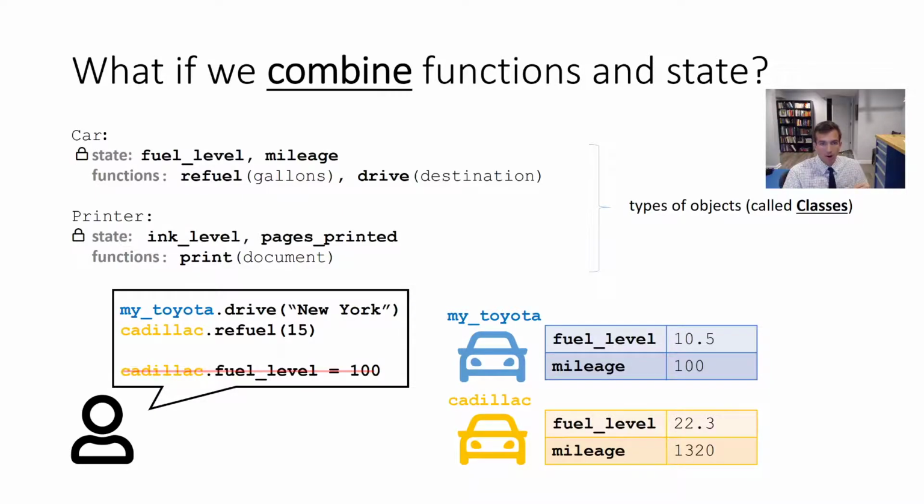We have a car and a printer. These are generally like nouns, like people, places, or things, right? And our objects have two parts. Their state, which defines kind of who and what they are. For example, a car is defined by its fuel level and its mileage. And it might be defined by more than that. We would just have more variables here, but I don't want to clutter the slide.